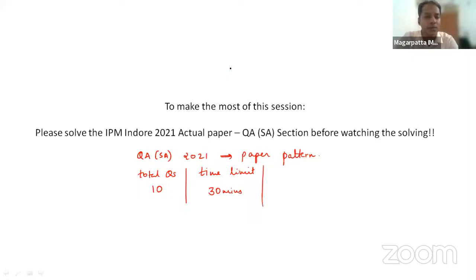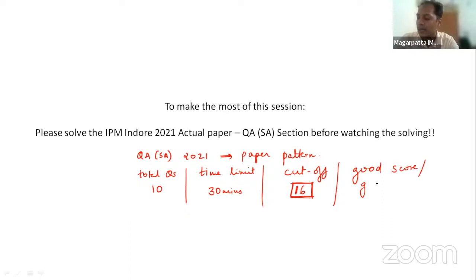The cutoff was 16. It means the paper was okay. As far as the cutoff is concerned, the cutoff had gone down, so that showed that the paper could have been slightly difficult. However, we will come to our own conclusion at the end. And at the end we will also decide what would be a good score or good attempts in this kind of a paper. All right, so let's get started with the question paper.